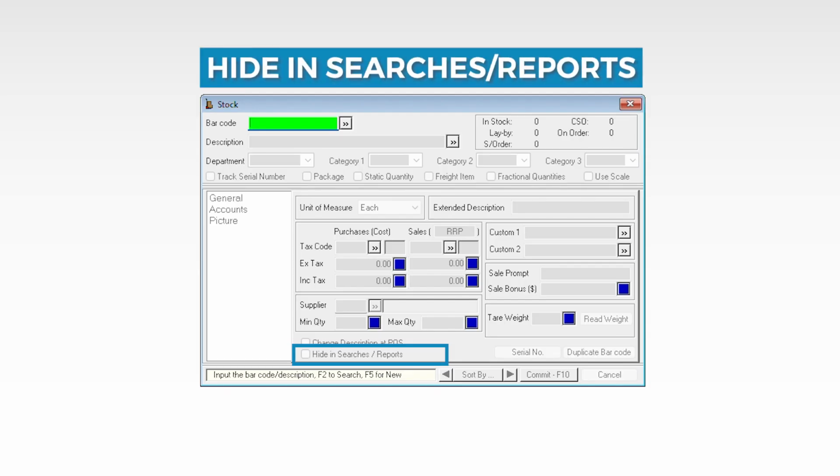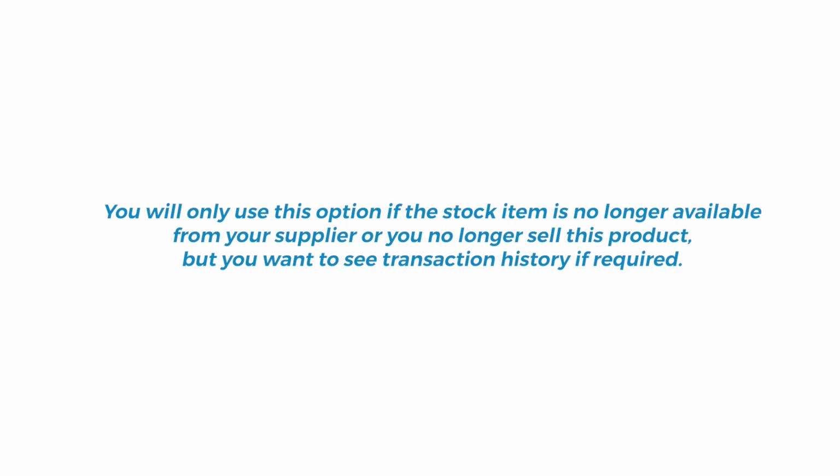The Hide in Searches or Reports option allows you to suppress the stock item in searches and reports if you don't want this stock item to appear. You will only use this option if the stock item is no longer available from your supplier or you no longer sell this product, but you want to see transaction history if required.